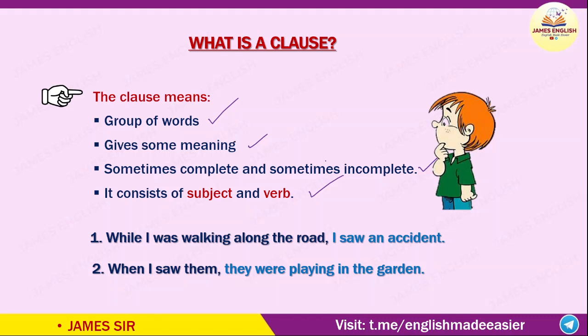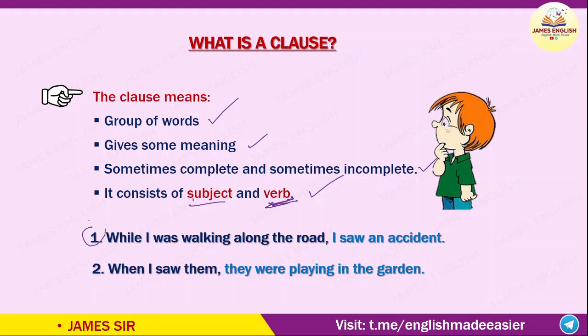Previously, we spoke about what is a phrase. Let us try to compare what is a phrase and what is a clause. See, phrase is a group of words, clause is also a group of words. A phrase is incomplete, whereas a clause is sometimes complete and sometimes incomplete. In the phrase, we do not see a subject and verb, whereas in the clause, we find subject and verb. Here I have mentioned very clearly in the clause we find subject and verb.